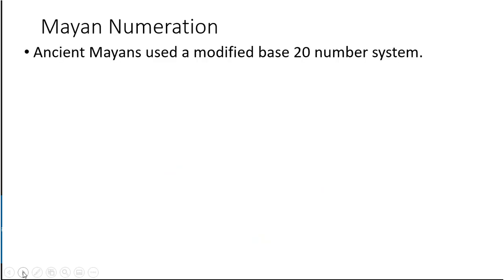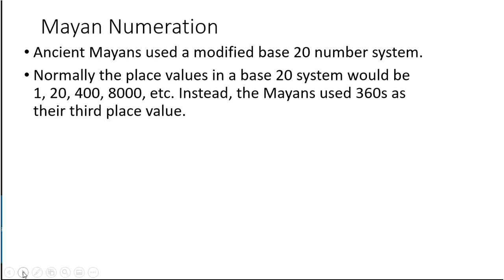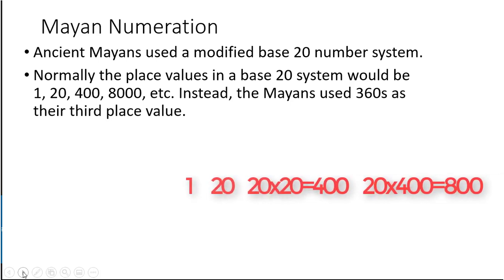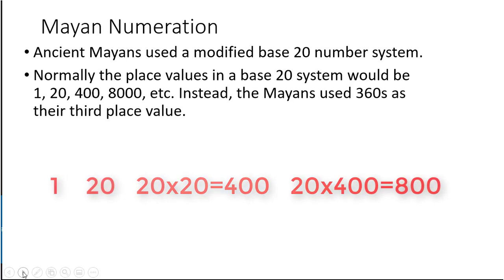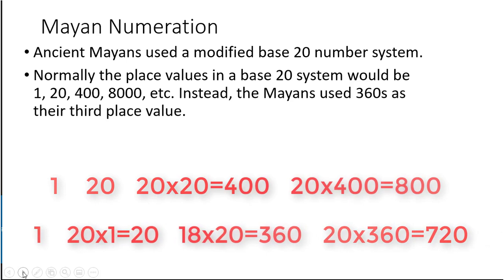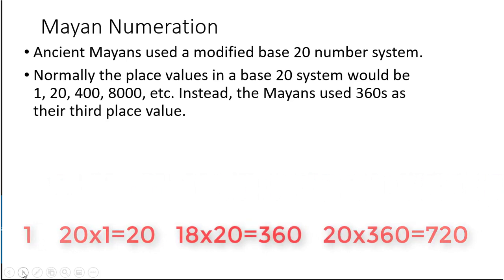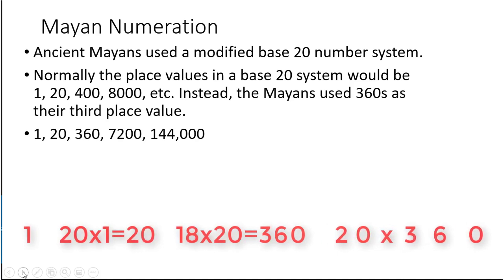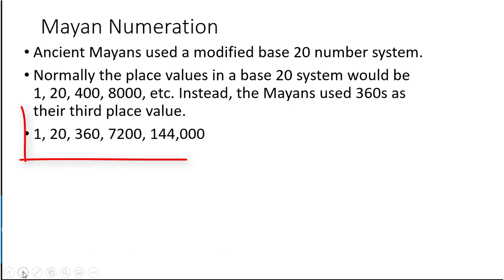Now let's talk about the Mayan numeration system, a modified base 20 number system, which would normally mean if you have base 20 that you would have the value 1, the ones place, then you'd have the 20s place, multiply that by 20, you get the 400s place, and so on. But the Mayans actually, instead of a 400s place, used the 360s as their third place value. They multiplied by 18 instead of 20 just in that one instance. Then they continued to multiply by 20. So their place values look like this: 1, 20, 360, 360 times 20, which is 7,200, 7,200 times 20, which is 144,000.